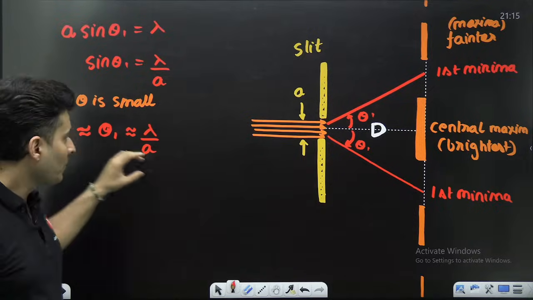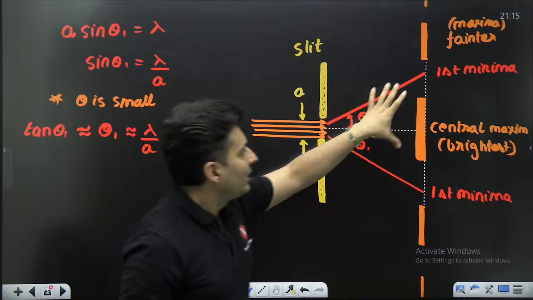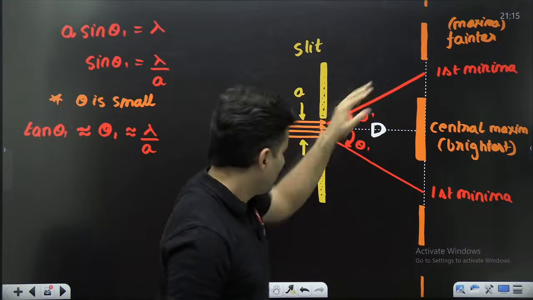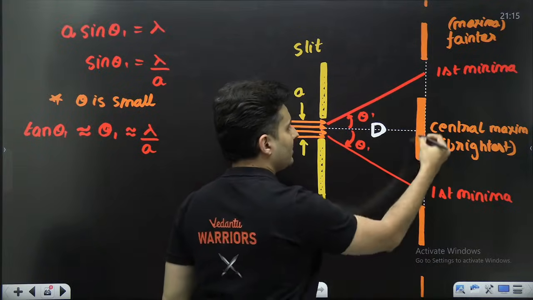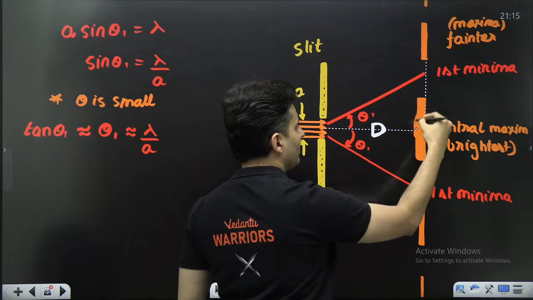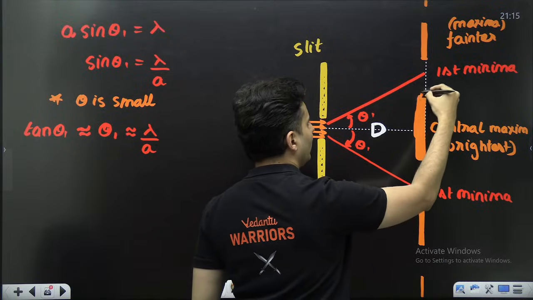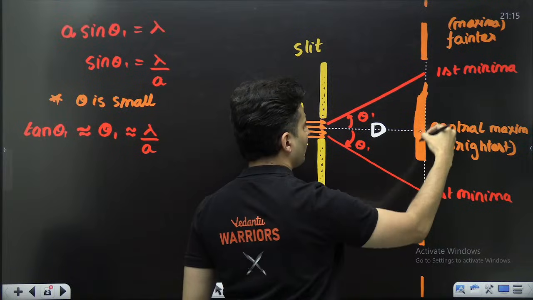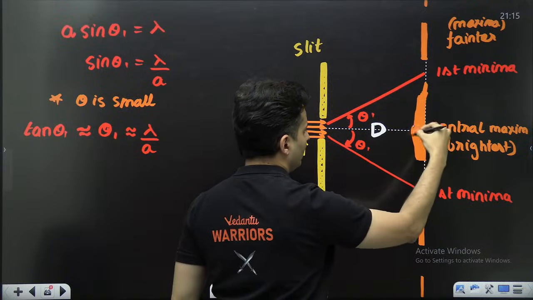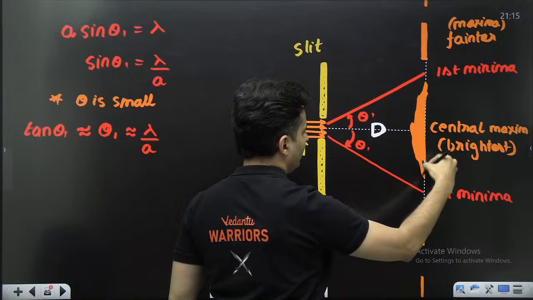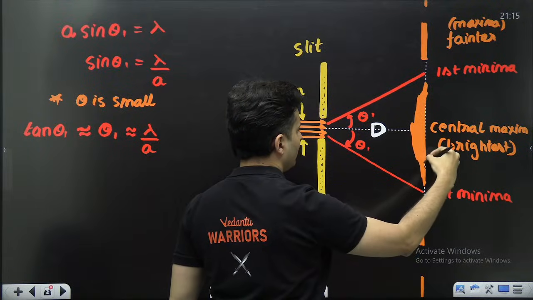Keep that in mind. Now, the maxima will be over here, but slowly the intensity will fade out. Intensity will be maximum here, and then slowly the intensity will fade out. So this is how it will look like.